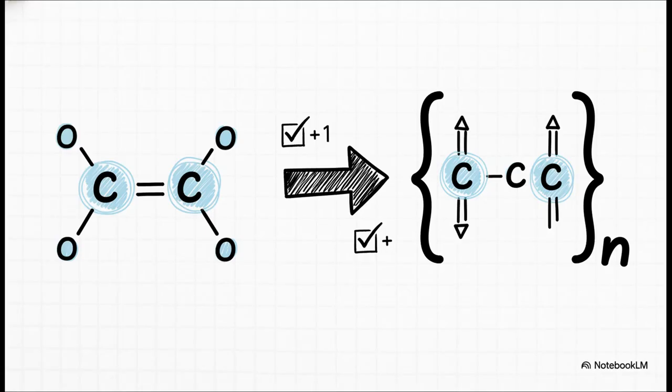So where are the 2 marks hiding? It's really specific. The first mark is for showing that the C=C double bond has become a single C-C bond, forming the new backbone of the polymer. The second mark is just for drawing the brackets correctly around the unit and sticking that little letter n on the outside. That's it. 2 very specific checkboxes to tick.